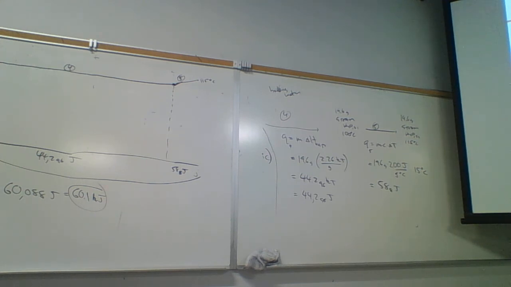All right, so this is the curve they got. Again, warming the ice, melting the ice, warming the water, boiling the water, heating the steam. They called it A, B, C, D, E. I called it 1, 2, 3, 4, 5. They're doing the step-by-step calculations, which we did. This is the total, they just add them all up. We got 60.1 kilojoules.